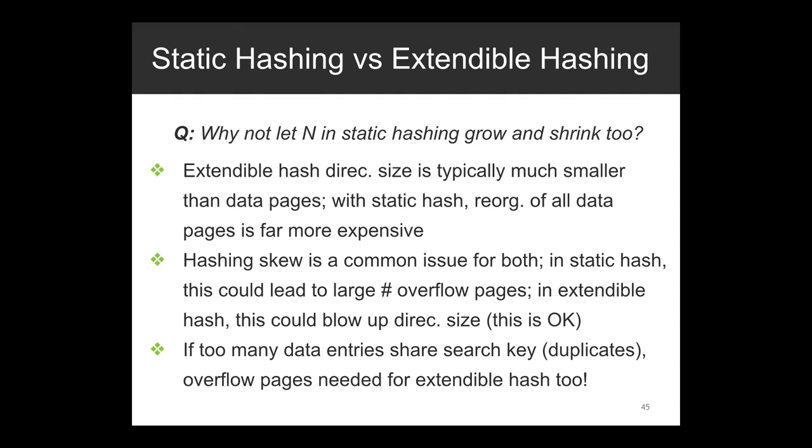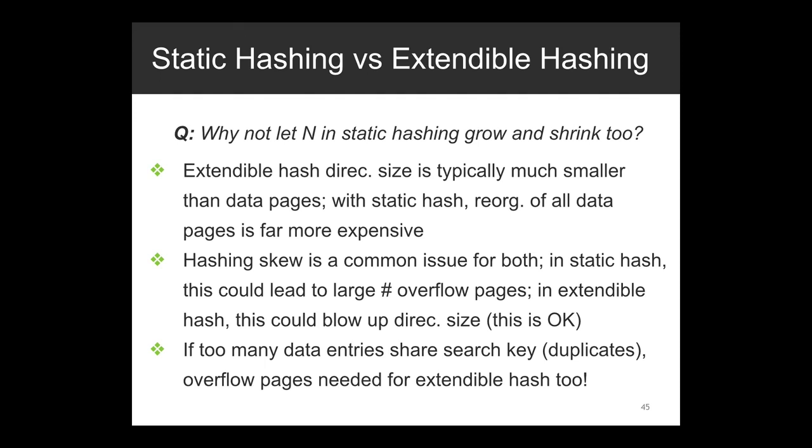So for the second bullet point, does it mean that when hashing skew, you might have overflow pages in both cases, but only the first one will be affected in terms of the complexity for lookup?